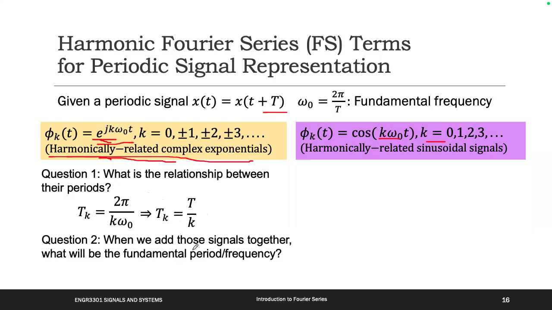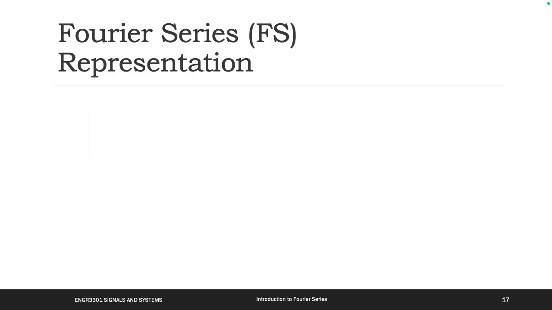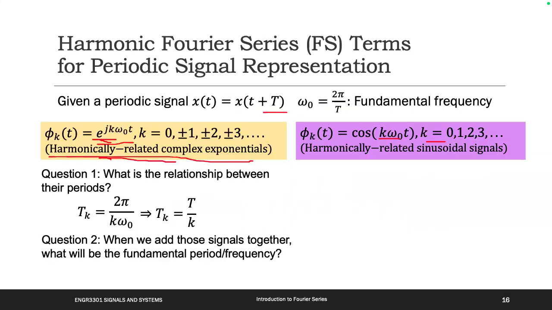So the question: when we add those signals together, what will be the fundamental period and frequency? Since the signals will be represented by a set of Fourier series, we want to add them together and form the whole signal. So we need to talk about this question. When we add those signals together, what will be the fundamental period?